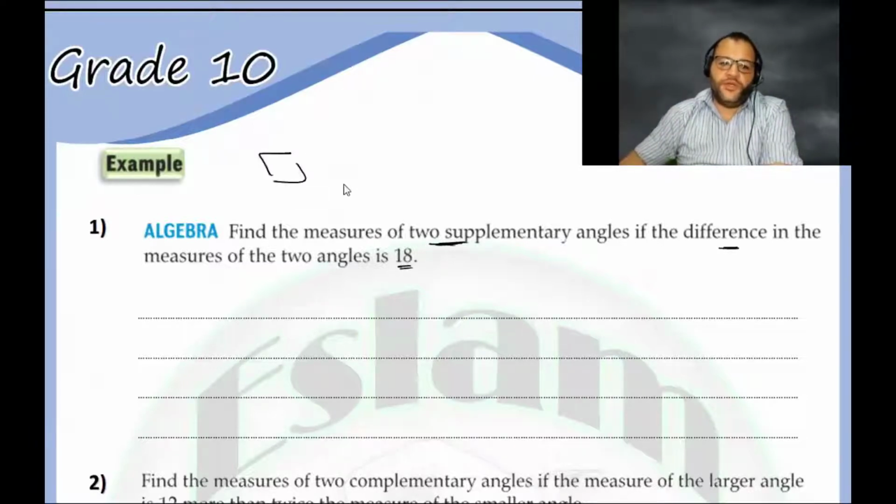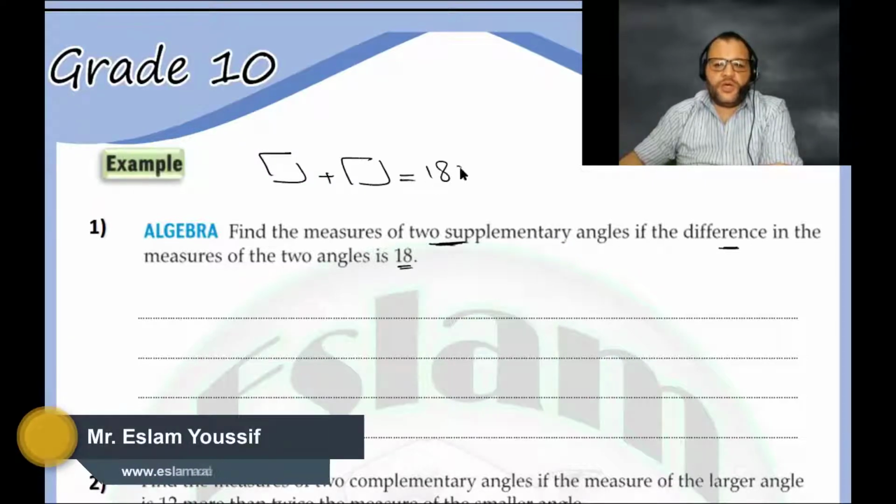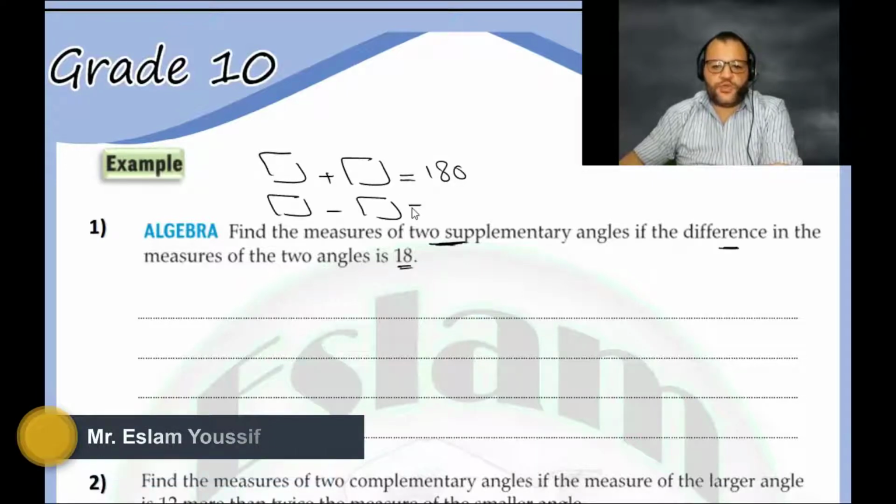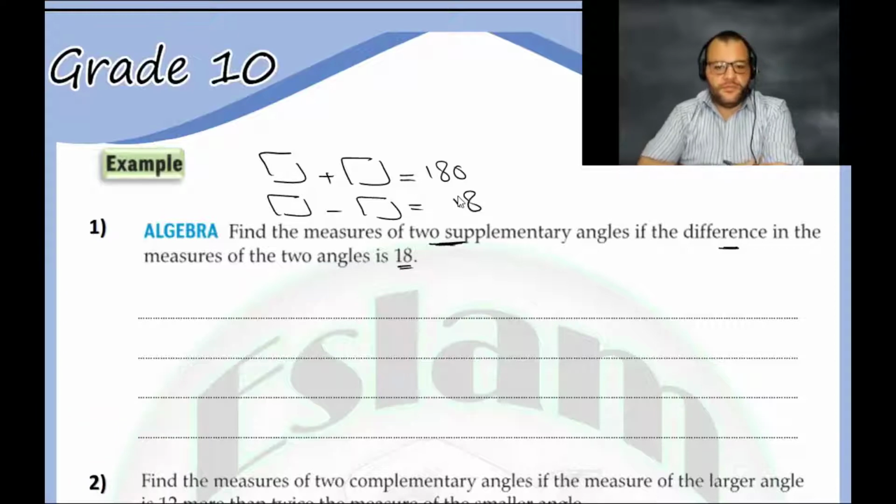Which means now we have two angles. The first one plus the second one is 180, and the first one minus the second one is the difference, 18. Meaning if you subtract them, the answer will be 18. You understand it? So what's the two now? 180 minus 18.